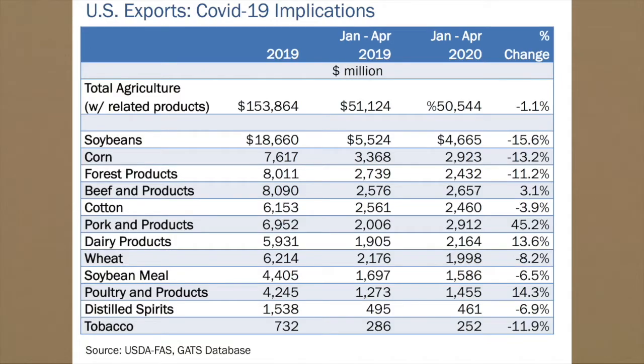All right, so lastly, I'm going to conclude with two slides. The first slide is: what have been the implications of COVID-19 on U.S. and Tennessee agricultural exports? The best we can do at this point is look at agricultural trade in the year 2020 from January to April and compare that to January to April in 2019.